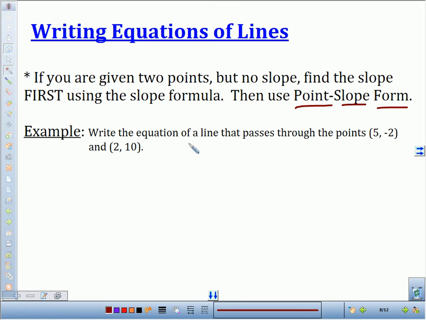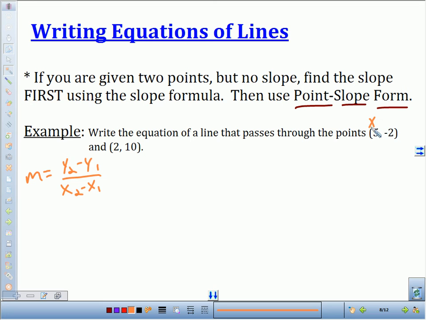All right? That means that in this situation, we want to write the equation of a line that passes through the points (5, negative 2) and (2, 10). The first thing I need to do is use the slope formula, which tells me that m equals y2 minus y1 over x2 minus x1. This is the formula that we learned in section 2.2.